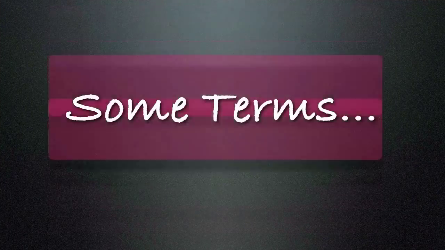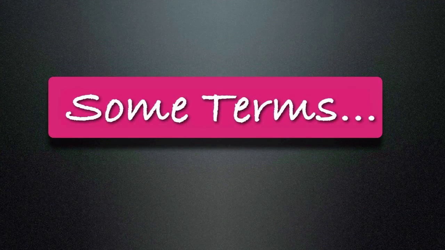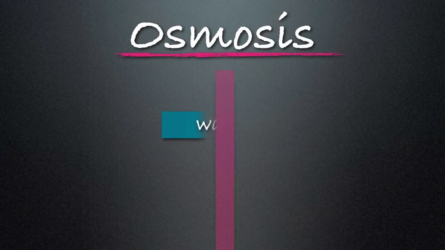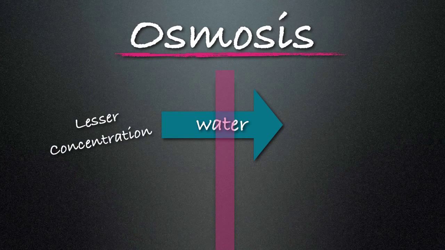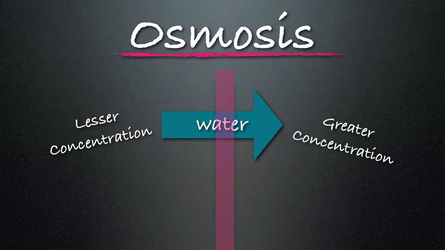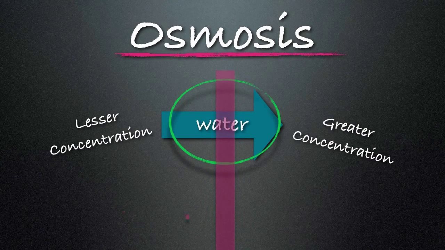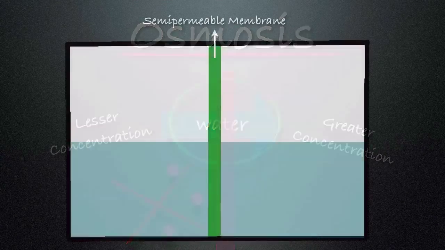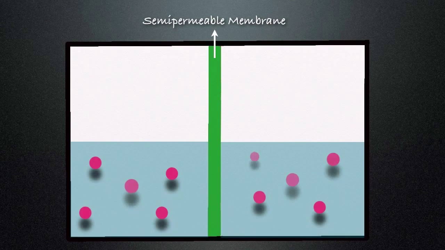We need to start by looking at a few terms and discuss them briefly as they relate to IV therapy. Osmosis involves the movement of water between two areas, separated by a semipermeable membrane, from an area of lesser concentration to an area of greater concentration. A semipermeable membrane is something which allows for the easy movement of water through it, but not necessarily particles or solutes within the water. So for example, here we have a semipermeable membrane separating two areas of salt water.